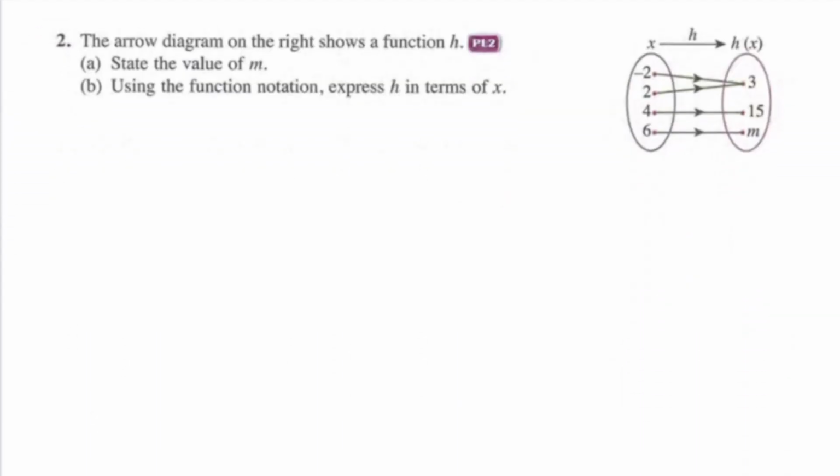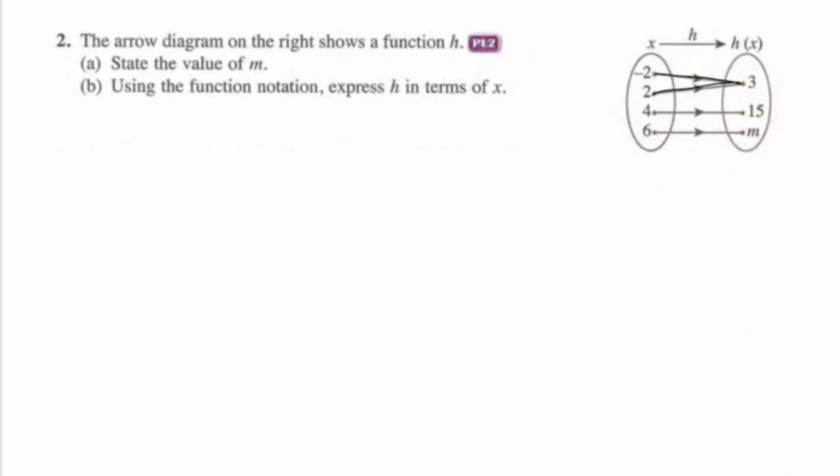The arrow diagram on the right shows the function h. State the value of m. Okay, this one is a bit interesting because you need to think a little bit. You can see -2 you map onto 3, 2 you map onto 3. So when you see -2 and 2 map onto the same image, in our mind we'll be thinking that it must be a square. Why? Because any number squared is going to be positive, and you're going to get the same number. -2 squared is going to give us 4, 2 squared is going to give us 4. So we know that they will have the same image after you square it.